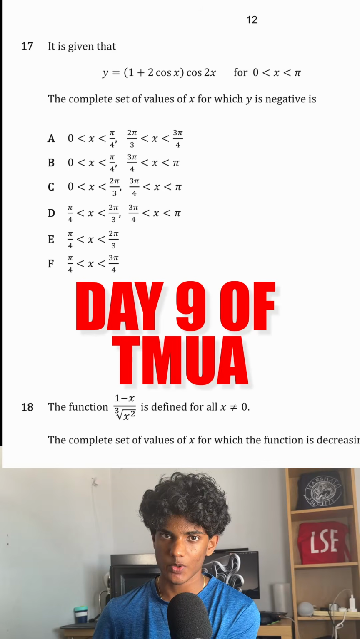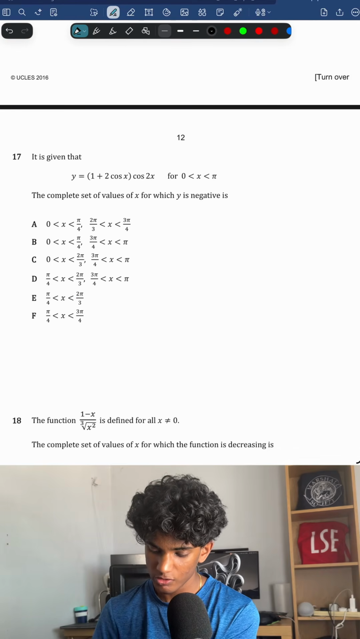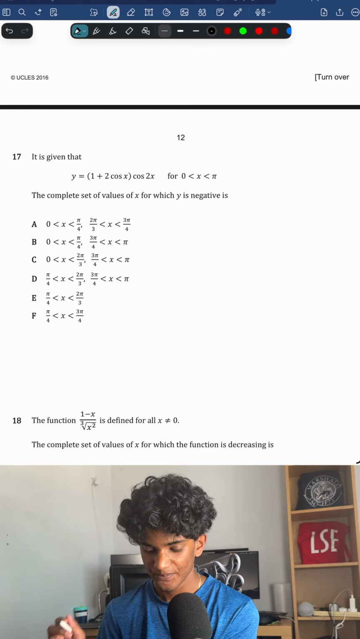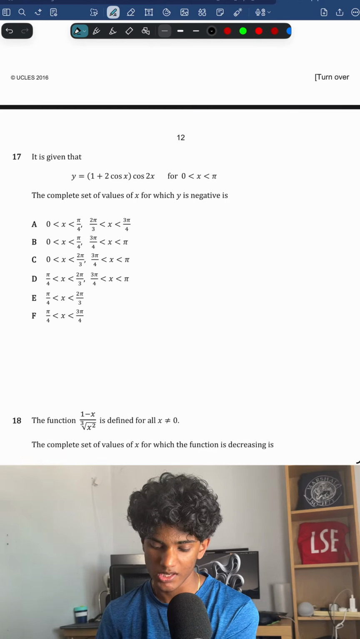Day 9 of doing TMUA questions. Okay, it is given that y equals 1 plus 2 cos x times cos 2x. The complete set of values of x for which y is negative is one of these ranges.